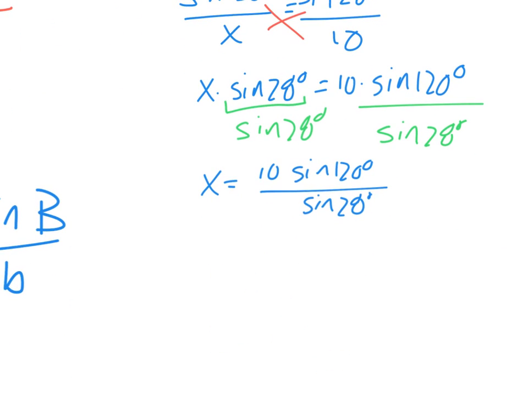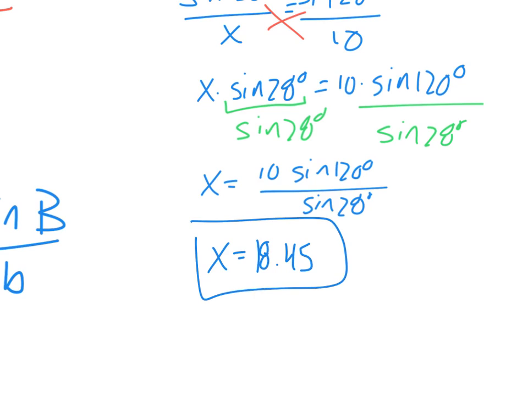In order to get this all by itself, I go into my calculator and type in 10 times the sine of 28 degrees, or excuse me, 120 degrees, and I press enter. When I press enter, I get 8.66, and then I divide that by the sine of 28 degrees. And in doing so, I get 18.45. That would give me that side length of x.